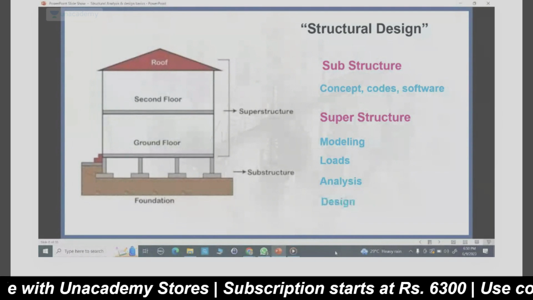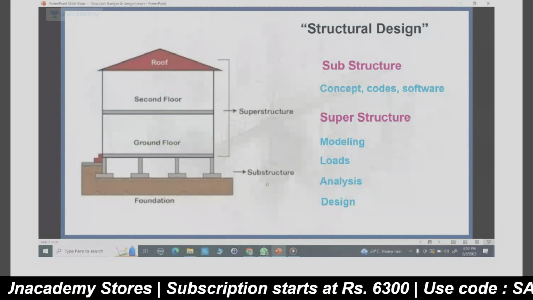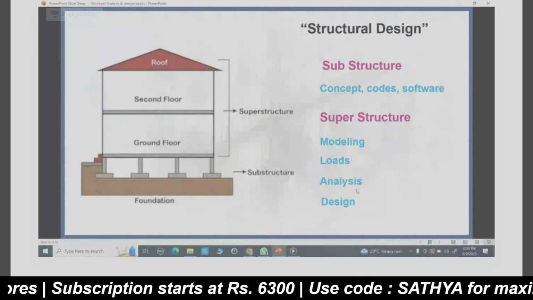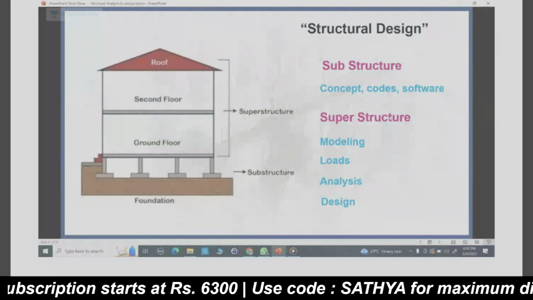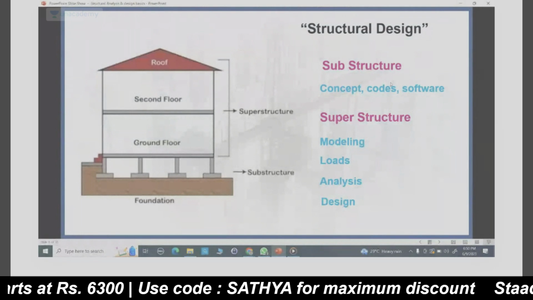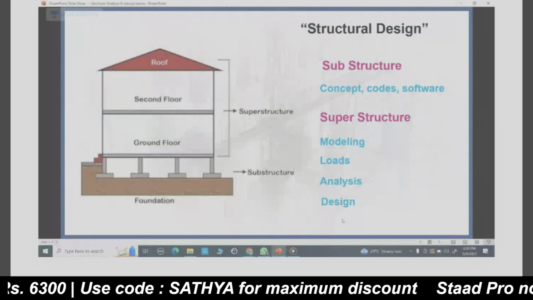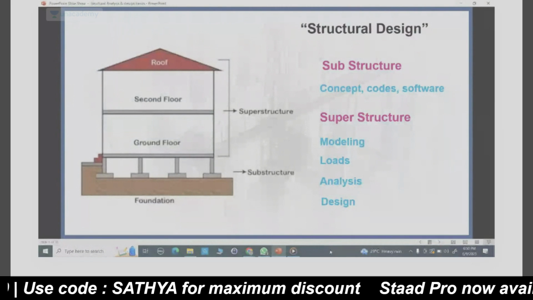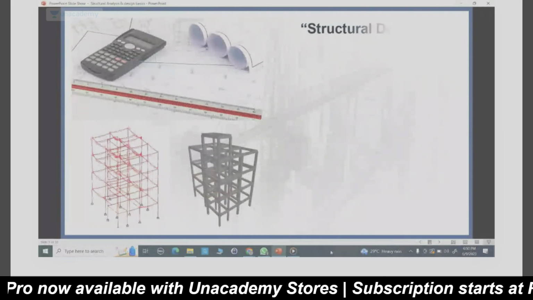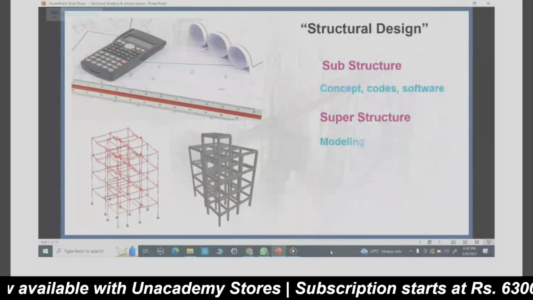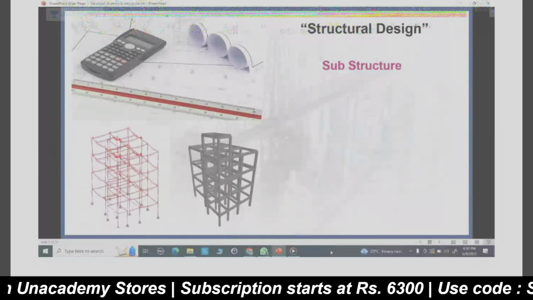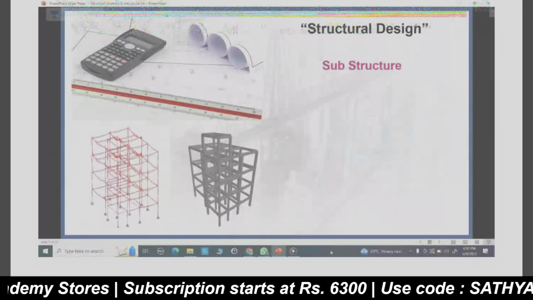So similarly, how we are having the structure as superstructure and substructure, similarly in the structural design concept also we can divide into these two parts, substructure and superstructure. Under this we will be having 7 concepts. These 7 concepts, let me explain you one by one what we are going to do with this. Under substructure, the first one is concept.